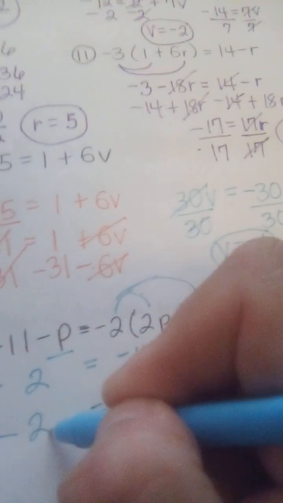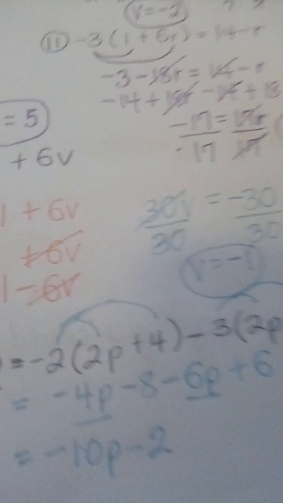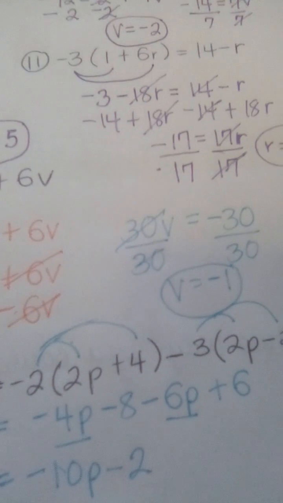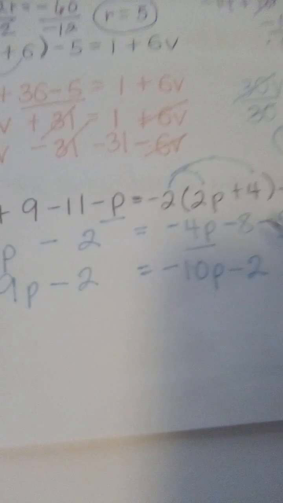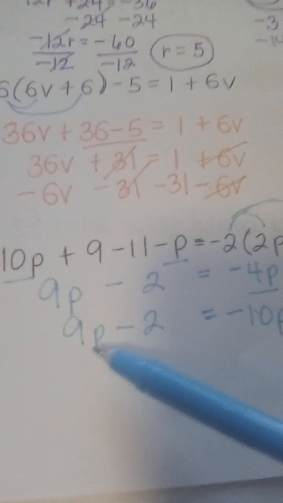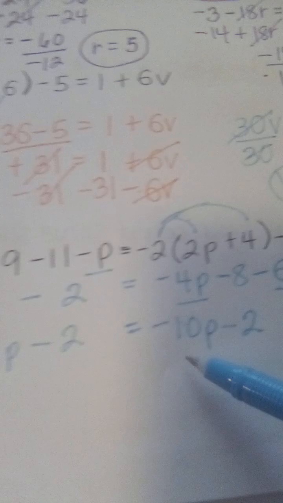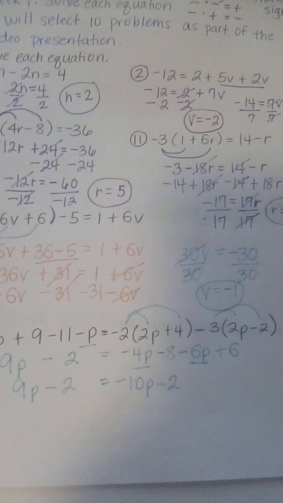Okay. So far, right? Bring down everything here. So far we have 9p minus 2 equals negative 10p minus 2. All right. So far, so good, folks. I hope you can see it. Don't worry. If you can't, you can look at the worksheet, okay?